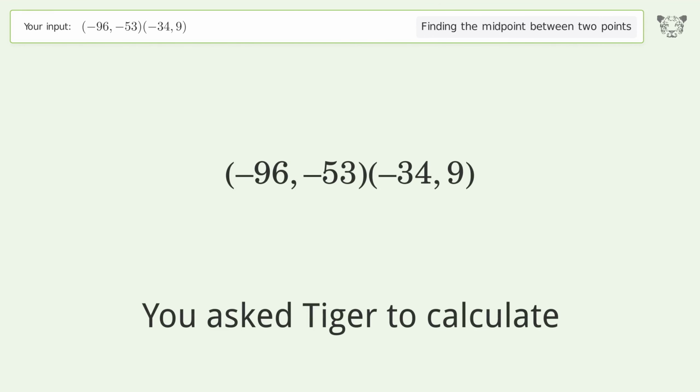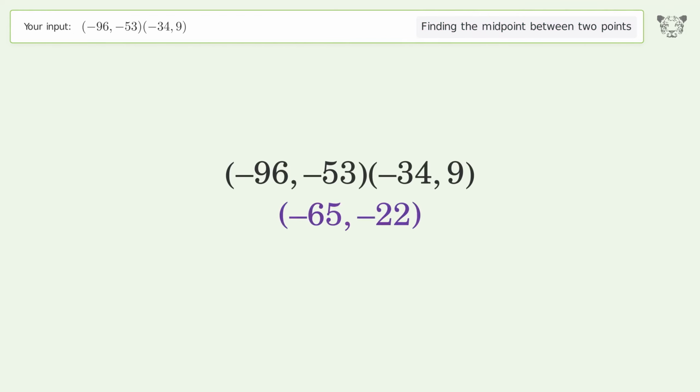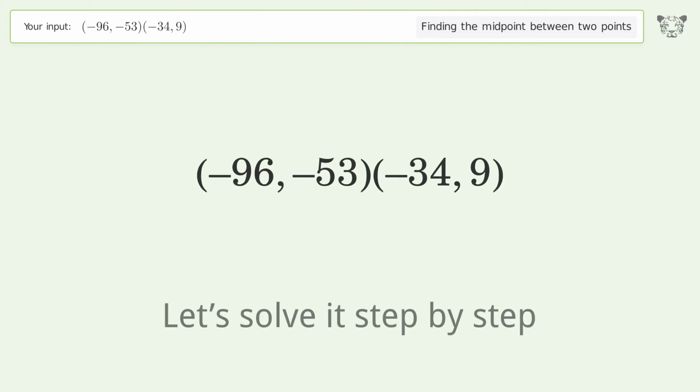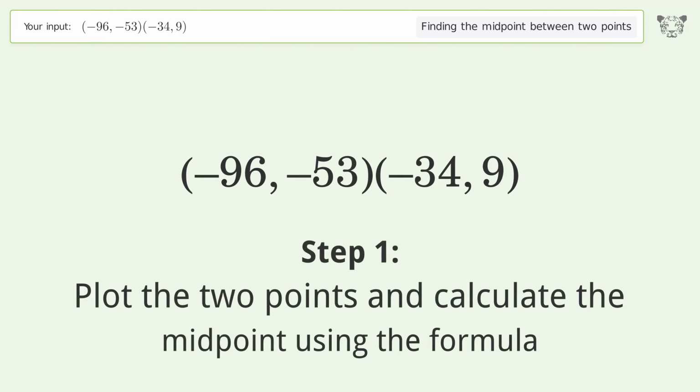You ask Tiger to calculate. This deals with finding the midpoint between 2 points. The midpoint between the 2 points is -65, -22. Let's solve it step by step. Plot the 2 points and calculate the midpoint using the formula.